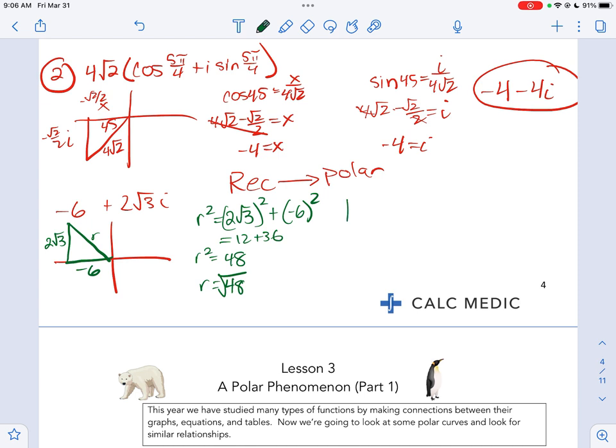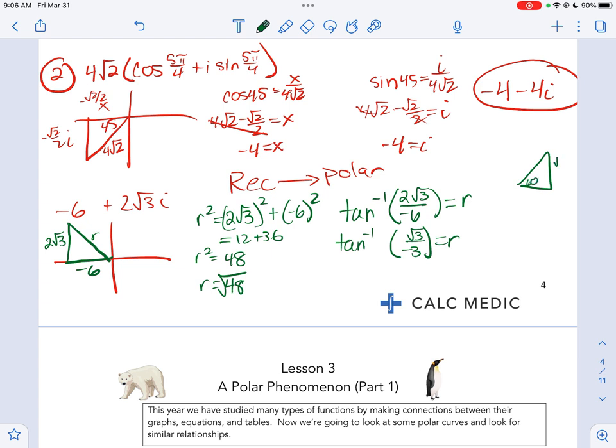And then we do the tan inverse. So the inverse tan of opposite over adjacent. Well, 2 over negative 6, so that reduces down to the inverse tan of, let's see, that's a 3, so square root of 3 over negative 3. So again, I have to figure out what that angle is. And I don't know if it's 30, 60, 90.